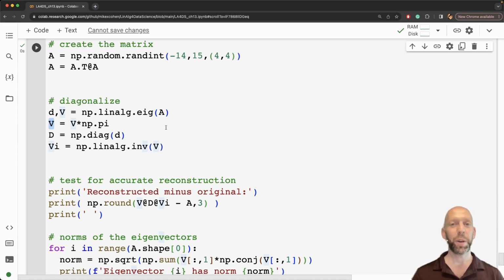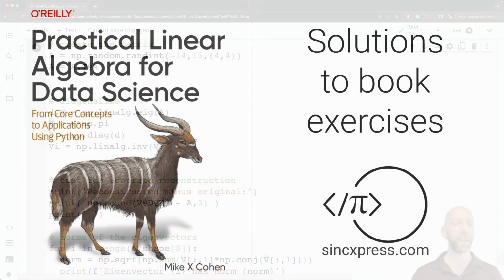Anyway, I hope you enjoyed working through this exercise and found it illuminating.